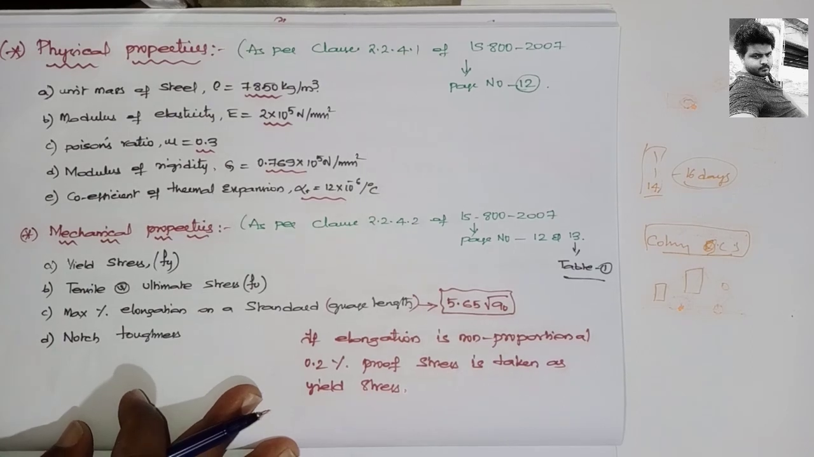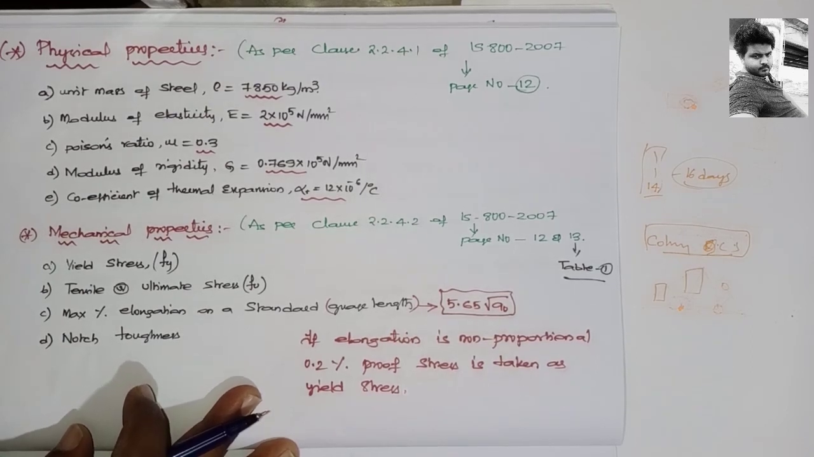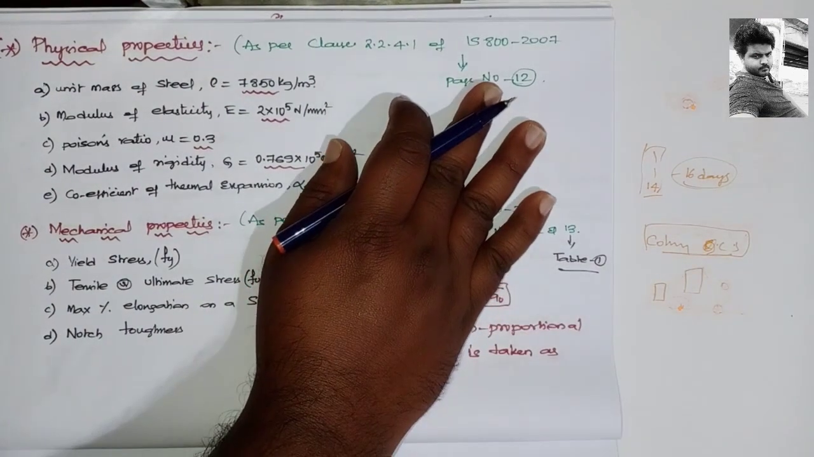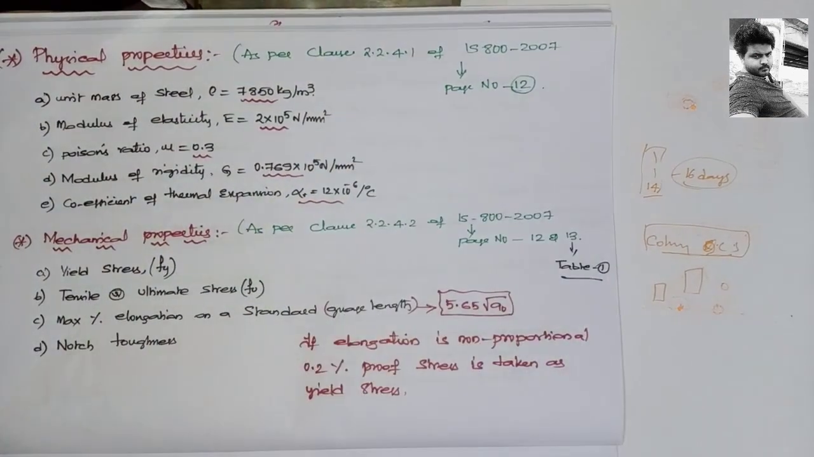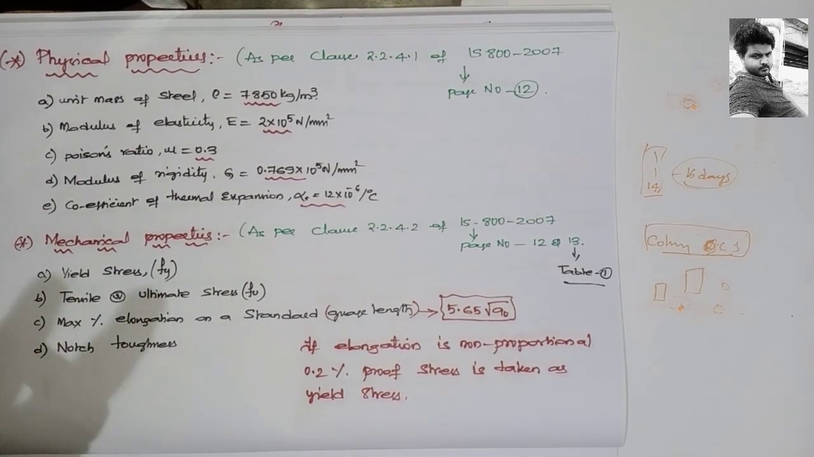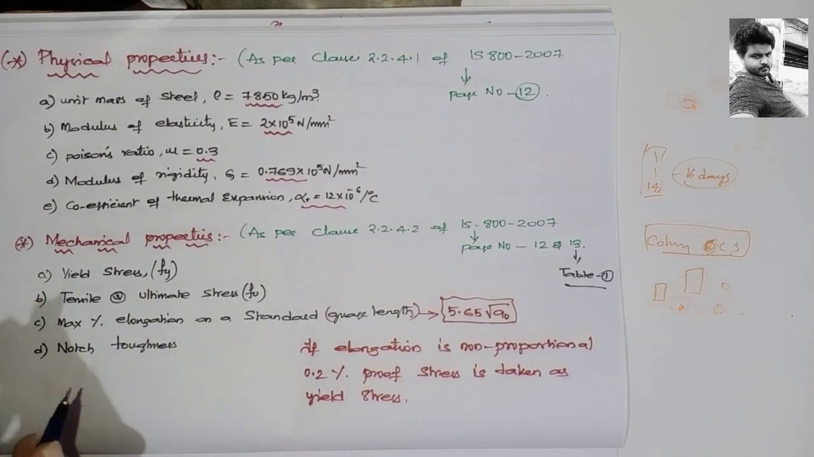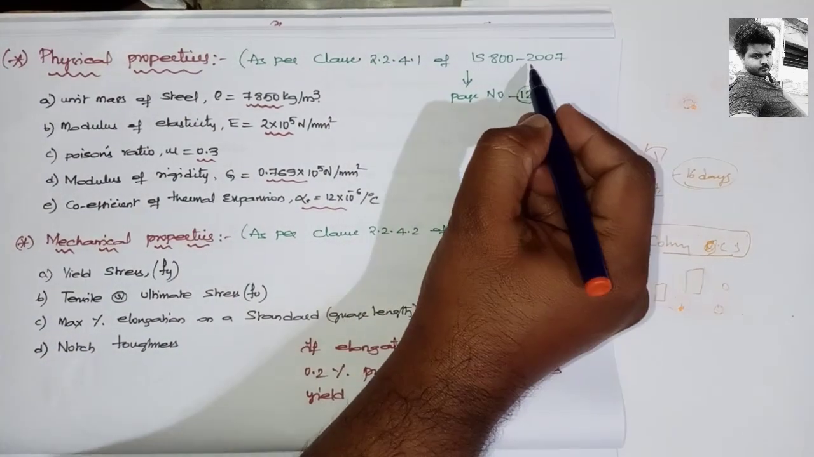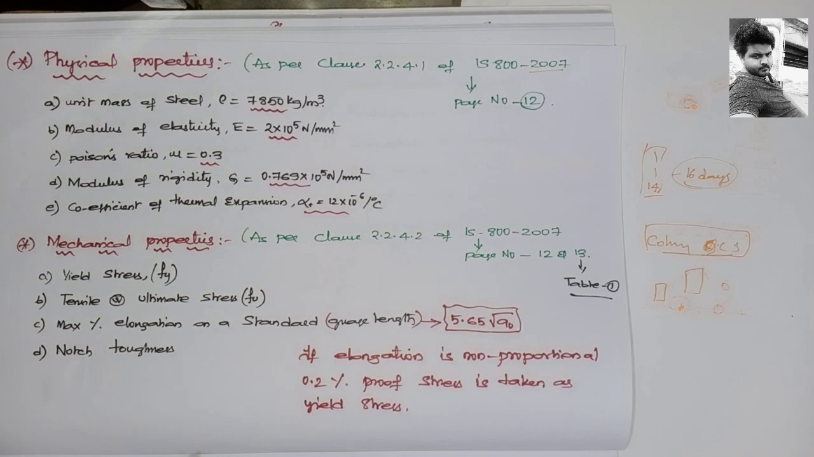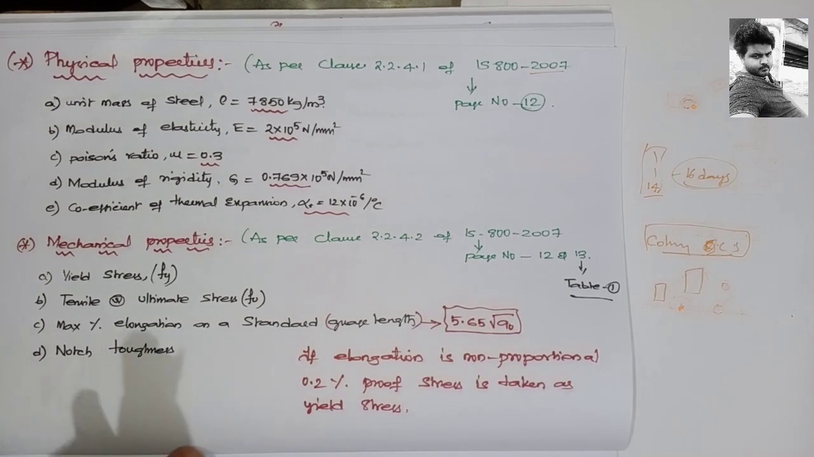So here we'll see about the physical properties and mechanical properties. These are already in the code book. I forgot to tell you, for design of steel structures you require two things: one is IS 800:2007, and steel tables. The steel table book is a must. We'll see the importance of the steel table later in the next slide.